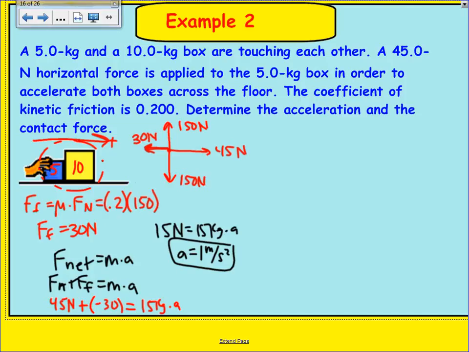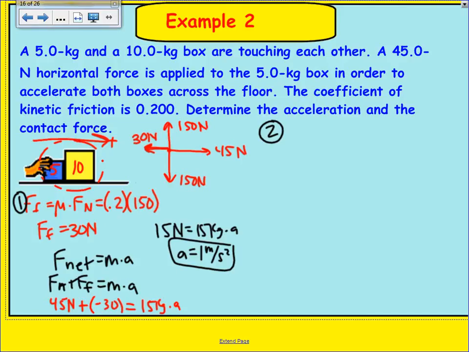And that makes sense because before, when it was no friction, it was 3. So it makes sense that it's less acceleration when there's friction. So that was the first problem, which is solving for the acceleration. Now I'm going to solve for the second part. I'm going to solve for the force between, or the contact forces. Now remember, you only have to choose one block at this point. Choose whichever block you want.